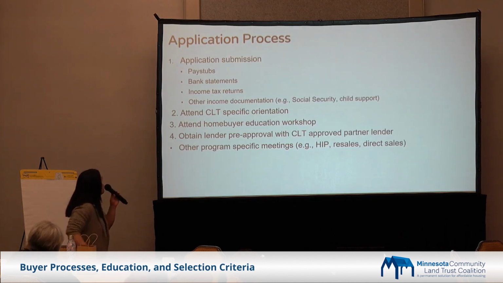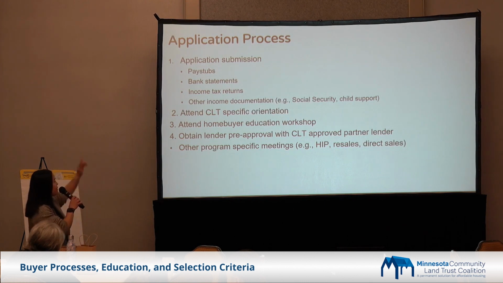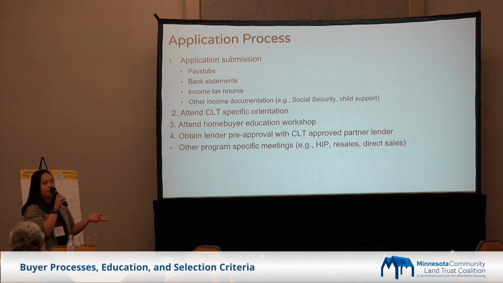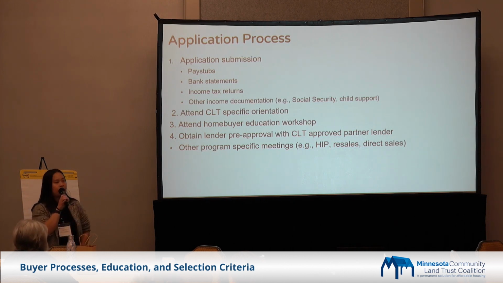With our application process, we always have application submission. And with that submission, it includes income documentation such as your pay stubs, your bank statements, your income tax returns for the last 2 years, as well as any other income documentation such as Social Security, child support, any consistent income, as well as a letter of explanation if there is no income or zero income.